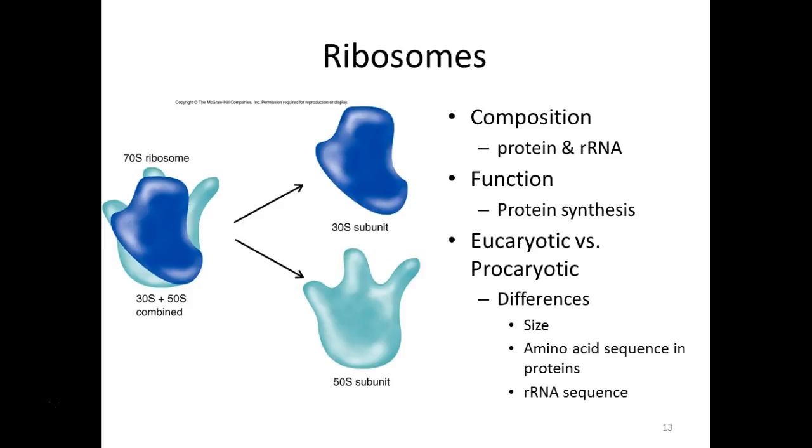In comparison, do you think eukaryotes are bigger or smaller? They're bigger. Their subunits are 40 and 60, but their total that you need to know is 80.